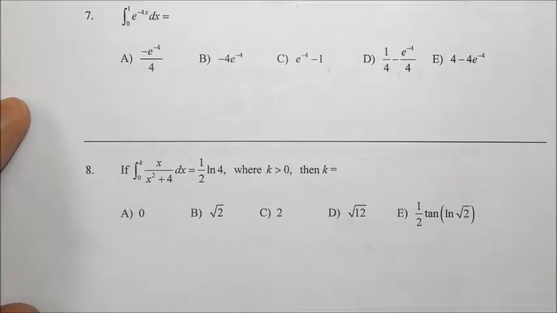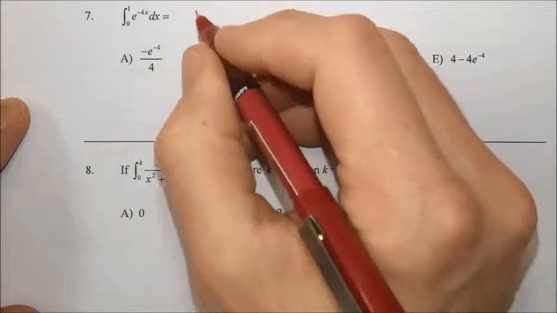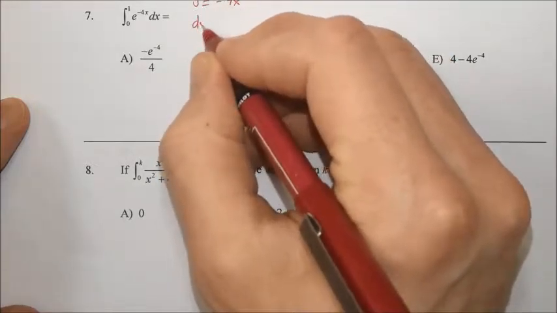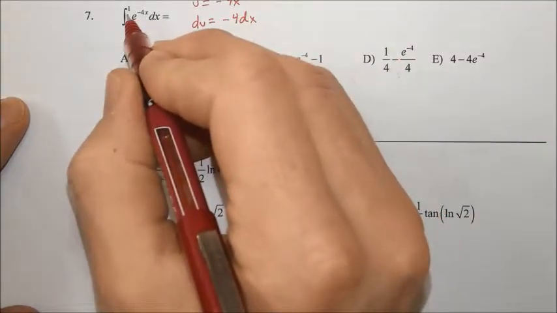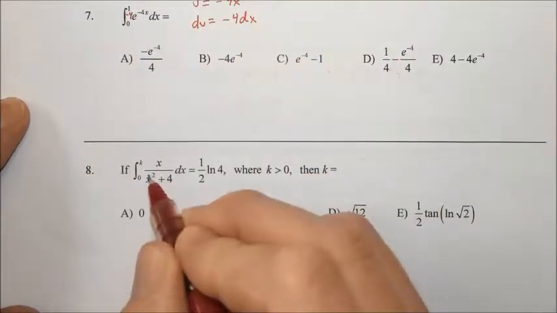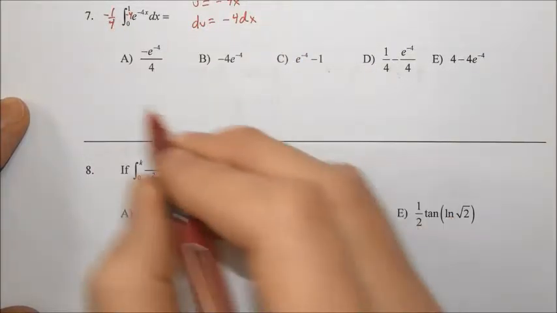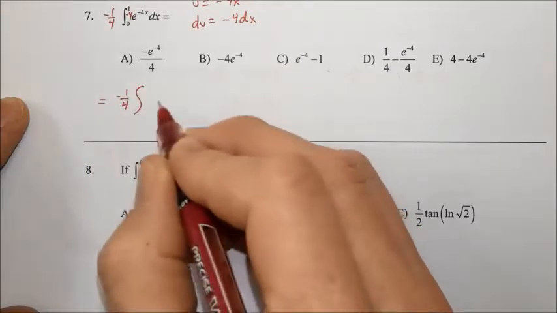Number 7, we have the integral from 0 to 1 of e to the negative 4x dx. So u is going to be equal to negative 4x, and du is equal to negative 4 dx. We have the dx, but not the negative 4. So we have the negative 4 on the inside, and its reciprocal of negative 1/4 on the outside. So we're looking at negative 1/4, and then the integral.